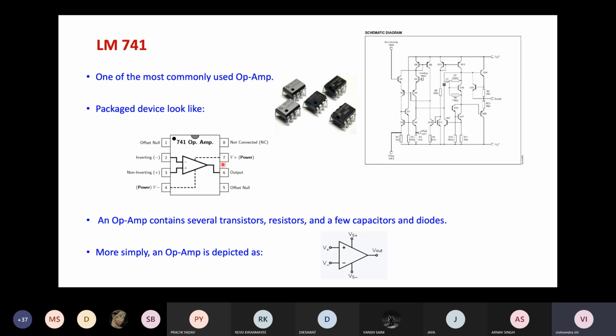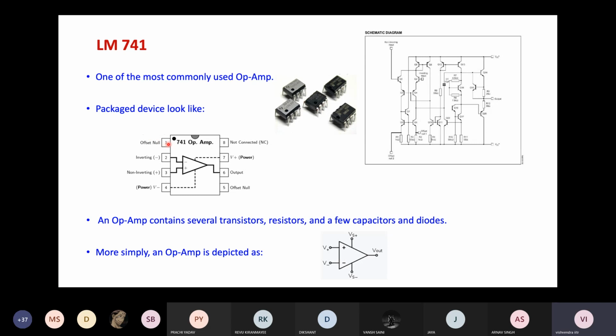Pin number 7 and 4 are the bias terminals. So we need to put a constant DC supply there to properly bias these circuits. And now let's come back to pin number 1, which is offset null. What it does is that it always tries to make sure that the voltage difference between these 2 input terminals is null, or the offset voltage is null.